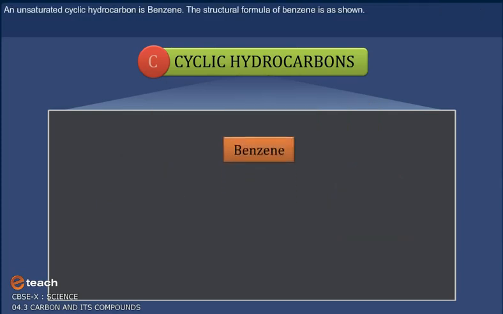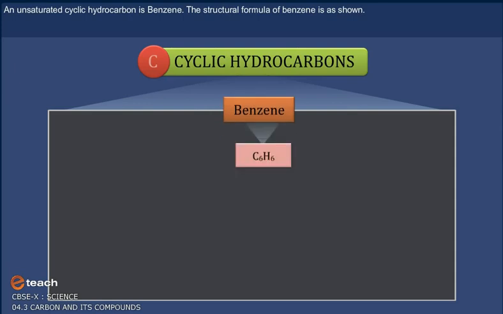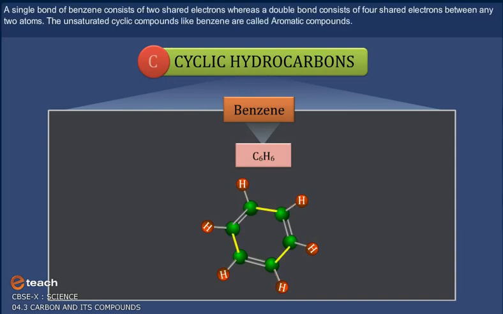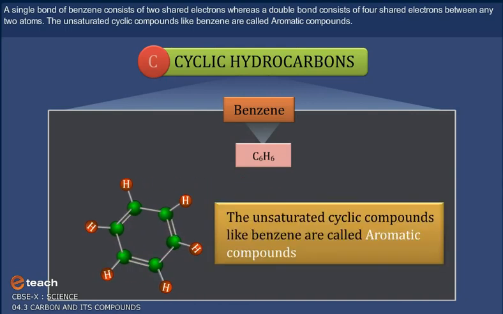An unsaturated cyclic hydrocarbon is benzene. The formula of benzene is C6H6. The structural formula of benzene is as shown. The benzene molecule has 3 carbon-carbon double bonds and 3 carbon-carbon single bonds. It also has 6 carbon-hydrogen single bonds. A single bond consists of 2 shared electrons, whereas a double bond consists of 4 shared electrons between any 2 atoms. The unsaturated cyclic compounds like benzene are called aromatic compounds.